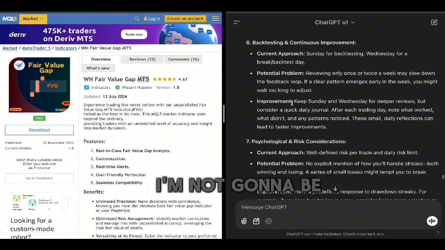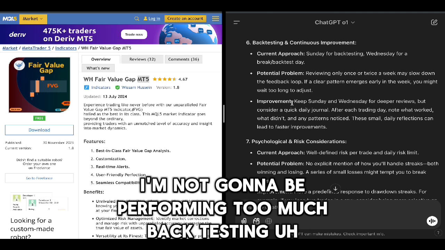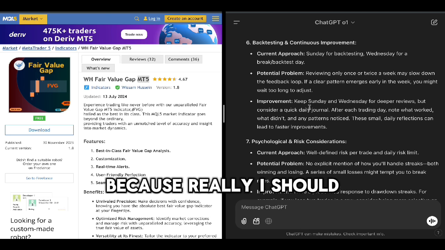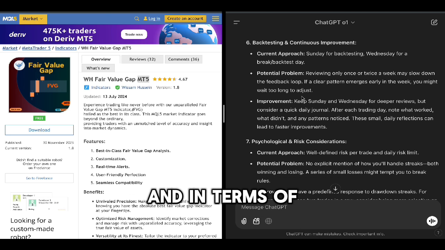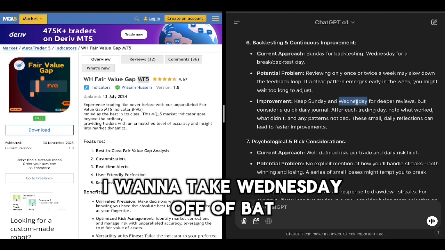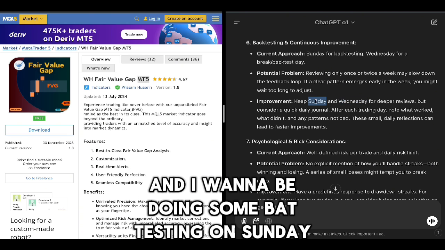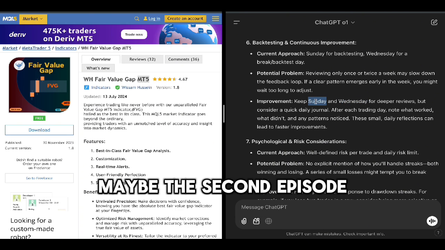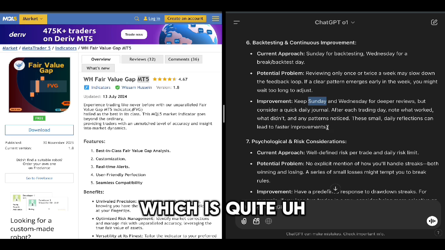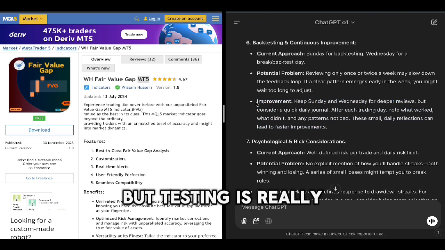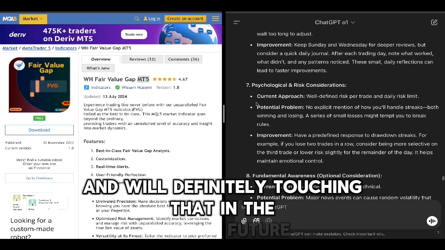In terms of back testing, I'm not going to be performing too much back testing, which I know is not the good move, because really I should be continuing to do it. In terms of trading days, I want to take Wednesday off for back testing, and I want to be doing some back testing on Sunday, which is tomorrow. So maybe the second episode will actually be back testing, which is quite boring, but yeah, back testing is really important, and we'll definitely touch on that in the future.